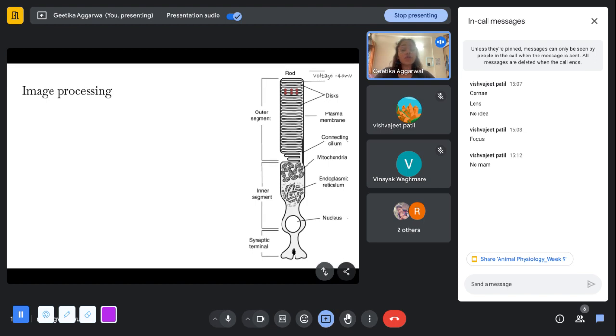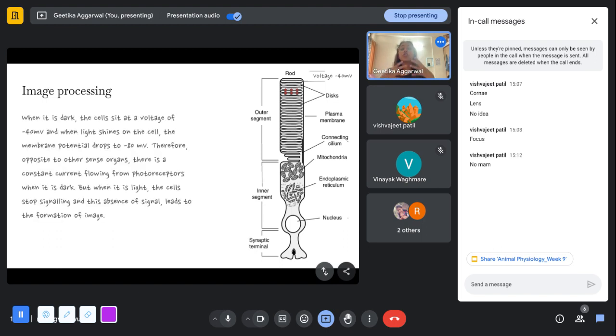So what happens in the case of rods is that they are at a resting membrane potential of minus 40 millivolts. When it is dark, when there is no signal being received by the rods, the cell is at a voltage of minus 40 millivolts. But when light shines on the cell, the membrane potential drops to minus 80 millivolts.